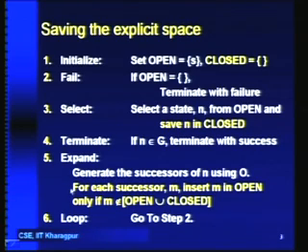There is one difference here: when we generate the successors of n using O, we will check whether those successors already belong to open or closed. If one already belongs to open or closed, then we will not insert it in open again; otherwise we will insert it in open.